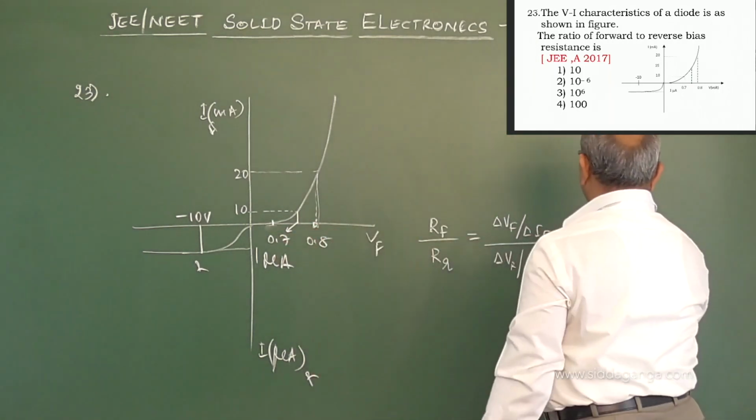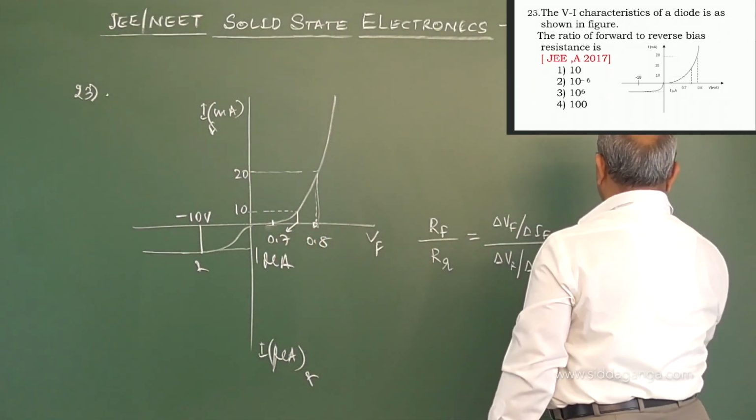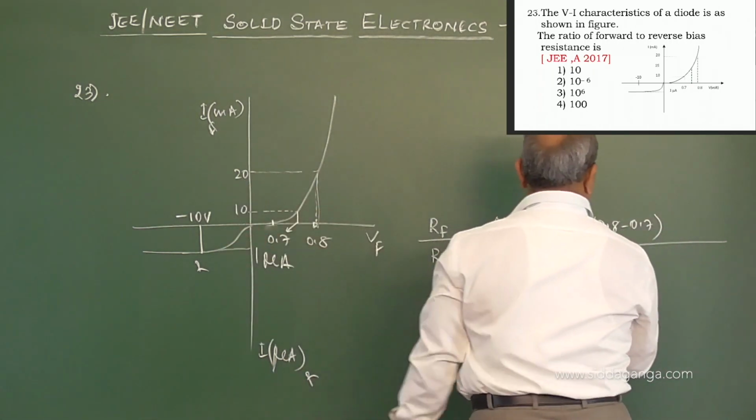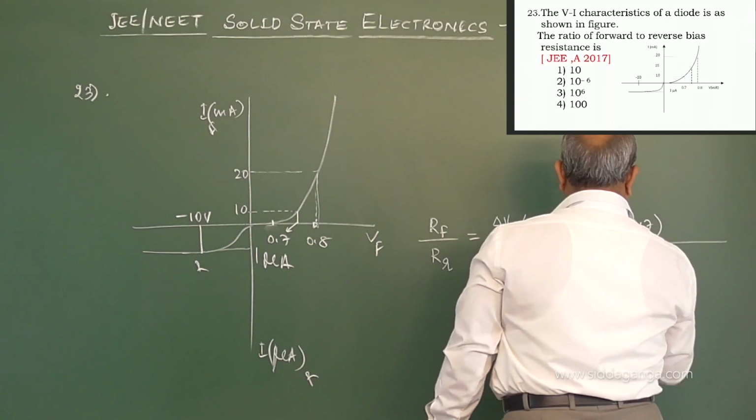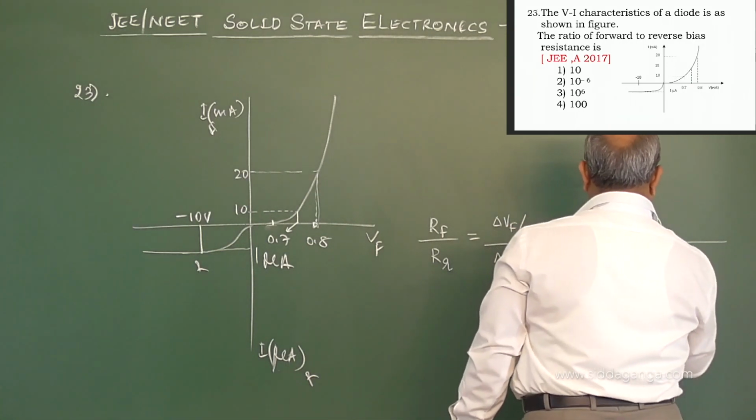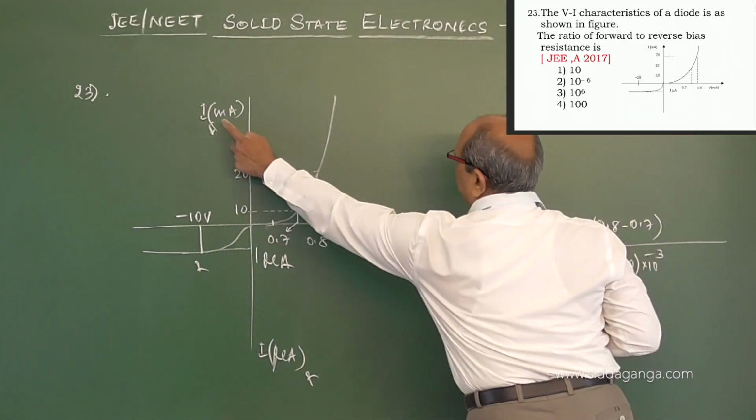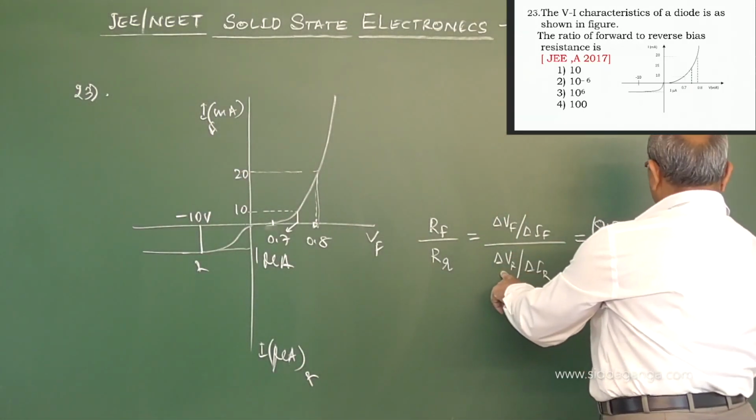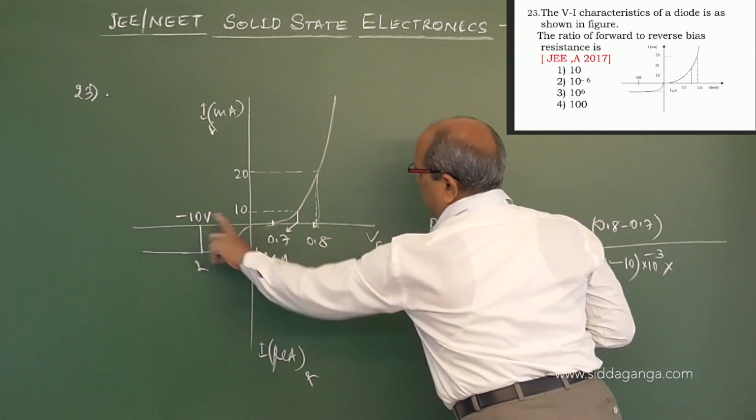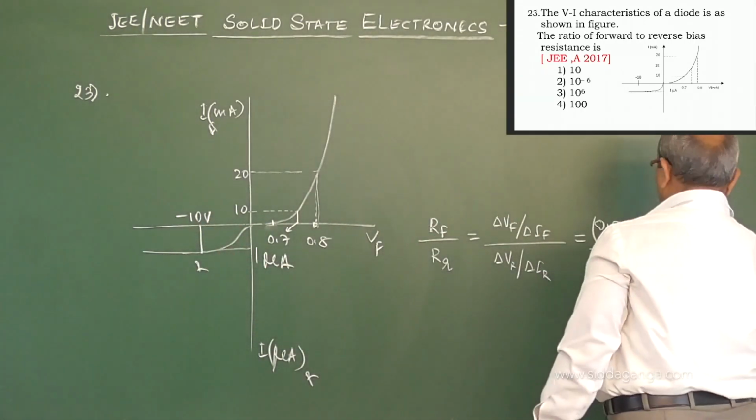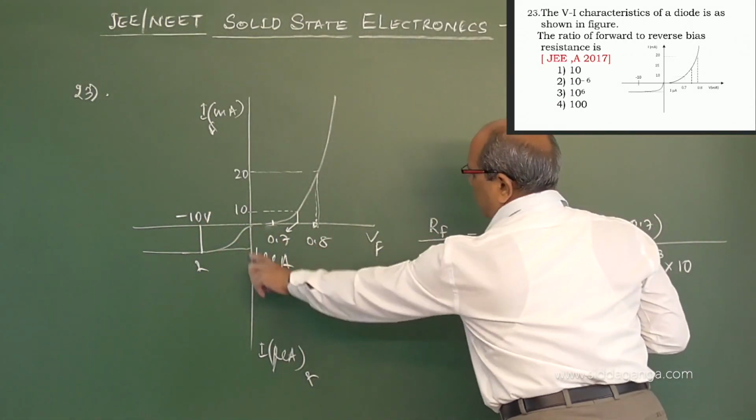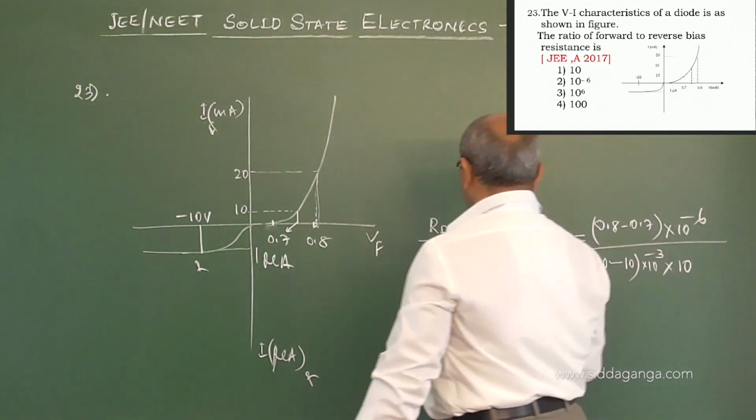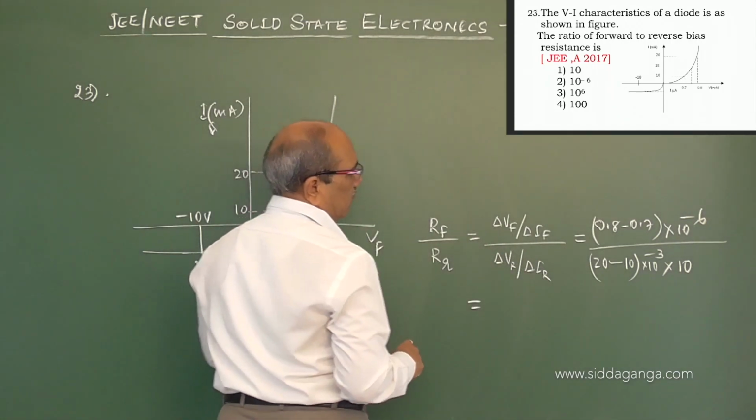Changes in this is 0.8 minus 0.7 divided by 20 minus 10 into 10 power minus 3 milliampere. Very carefully you have to see that. And denominator voltage changing is 10 volt. 10 minus 0 is 10 volt. Current is 0 minus 1 is 1 microampere, 10 power minus 6. You simplify this, you will get the answer.